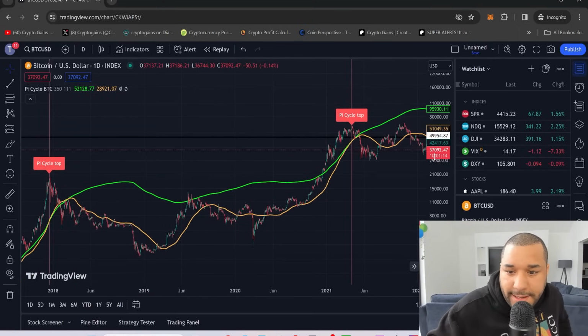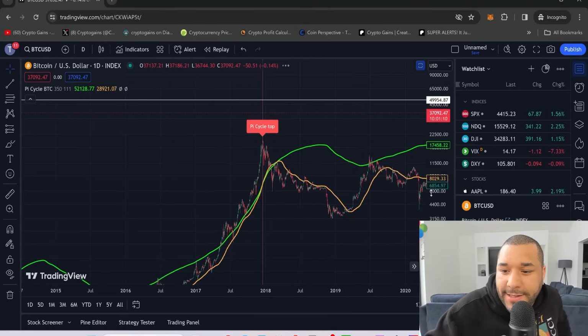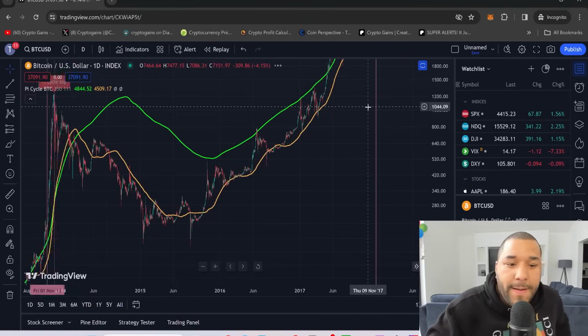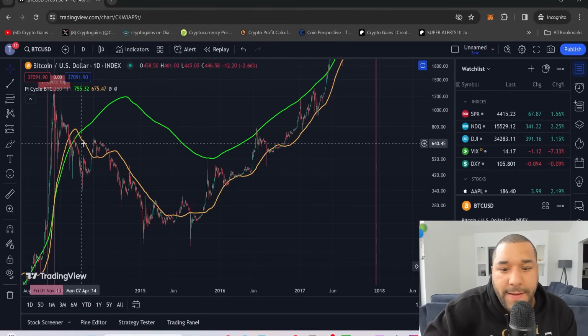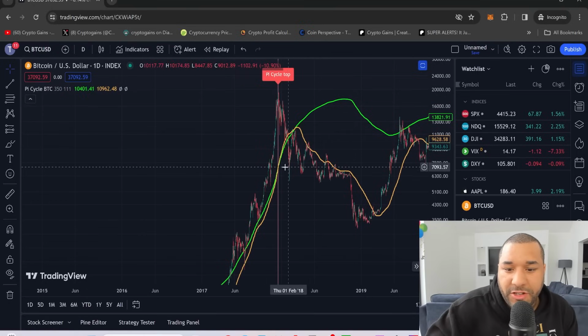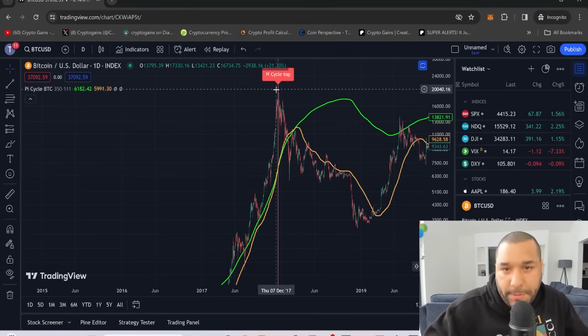Seriously, when this Pi Cycle crosses, meaning when this green line and the orange line cross, you can see it, right? This is how the Pi Cycle works. You get crosses, and every time it crosses, it marks the top right here. The orange line crossed with the green line, Pi Cycle top. This is the top of the cycle.